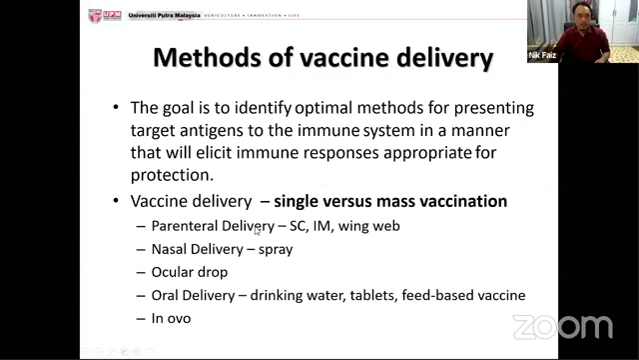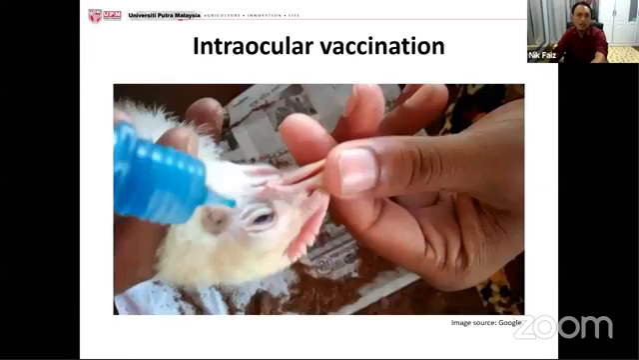These are some examples: parenteral delivery through subcutaneous, intramuscular or wingweb injection; nasal delivery through the use of spray; ocular drops; oral delivery through drinking water, tablets, or feed-based vaccines. We also have gel-based vaccines, where they drop some gel in the crate of DOC, and the small birds will pick up the vaccine. And the much more recent one is in ovo technology, where you give vaccines in the eggs at 18 days of embryonation.